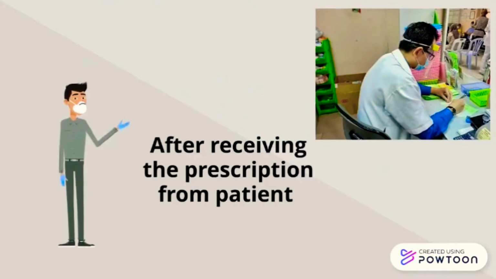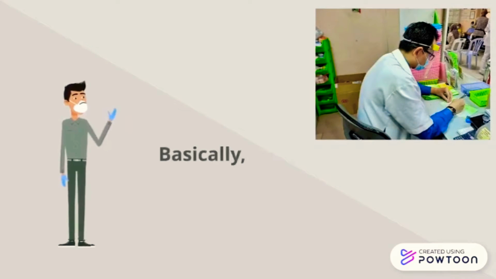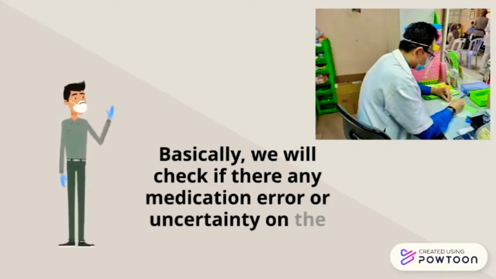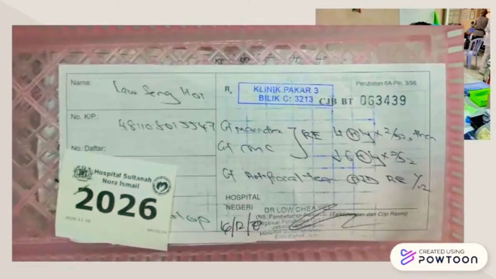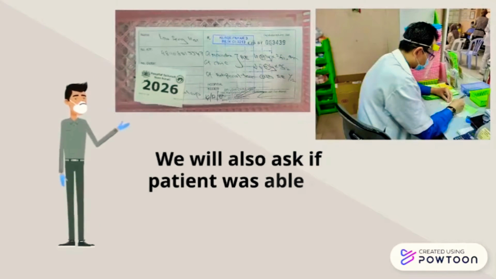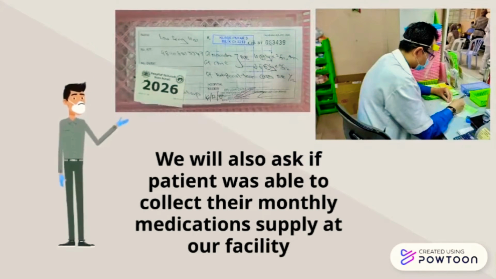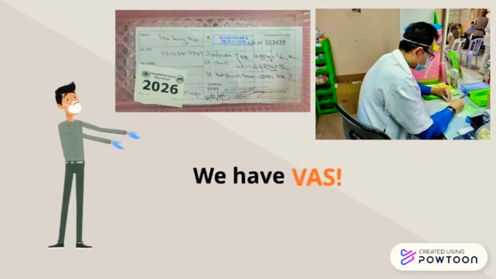After receiving the prescription from the patient, the pharmacist in charge will do the screening. Basically, we will check if there is any medication error or uncertainty on the prescription. We will also ask if the patient was able to collect their monthly medication supply at our facility. If not, no problem. We have VAS.